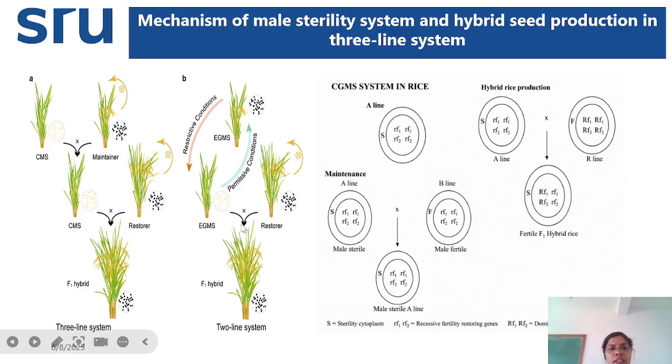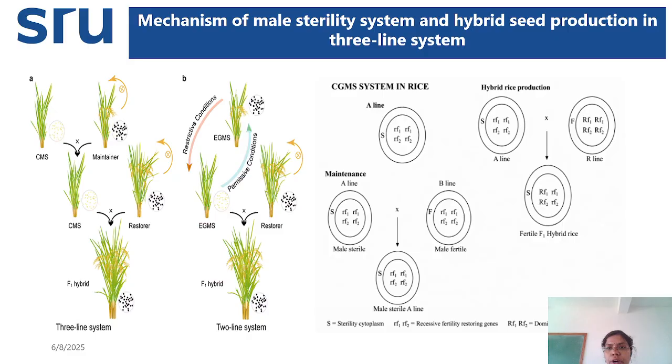So here we'll discuss the two-line system and three-line system. Three-line system is nothing but CGMS system. Generally in the CGMS system we are having three different types of lines: the A line, the B line, and the R line. For hybrid seed production, we require three lines, that is A line, B line and R line. First, this A line is called the male sterile line. Generally, in A line, the nucleus will be here, and the cytoplasm will be sterile.